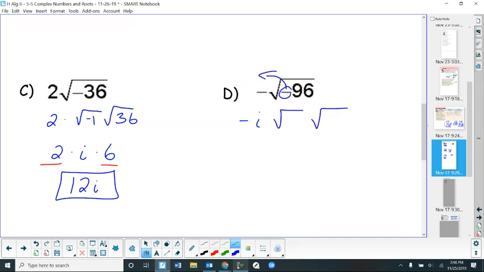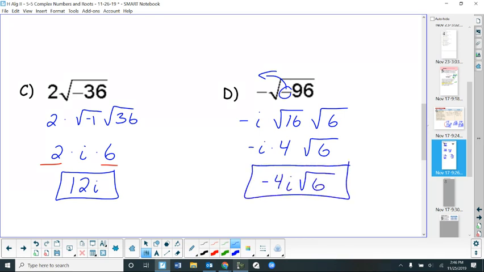And then I say, well, what does 96 split up into such that one is a perfect square? 16 goes into 96 6 times. So this is negative i times 4, so that's just negative 4i square root of 6. Again, I'm writing multiple steps to show you how I arrived. These are the same as what we've been doing in simplifying the square root of 96. It's just now we have an i outside because we are thinking of that as the square root of -1, which is just i. Okay?